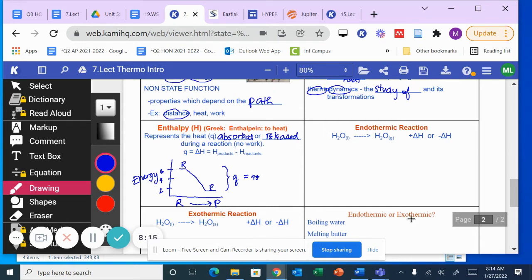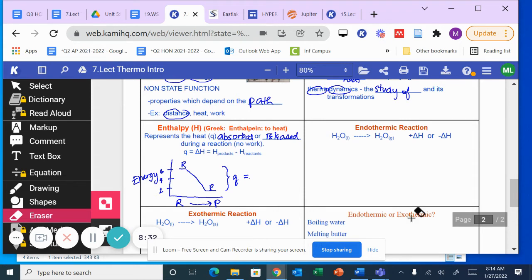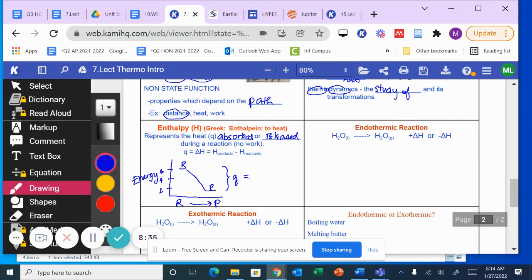The proper way to do this is you always go products minus reactants. So what's products minus reactants? Products is 2 and this is 6. What's 2 minus 6? Negative 4 joules. So the proper way to do that is this. This is called the change in enthalpy, the difference when there's no work. The formula for change in enthalpy, delta H, is equal to the enthalpy of the products minus the enthalpy of the reactants.